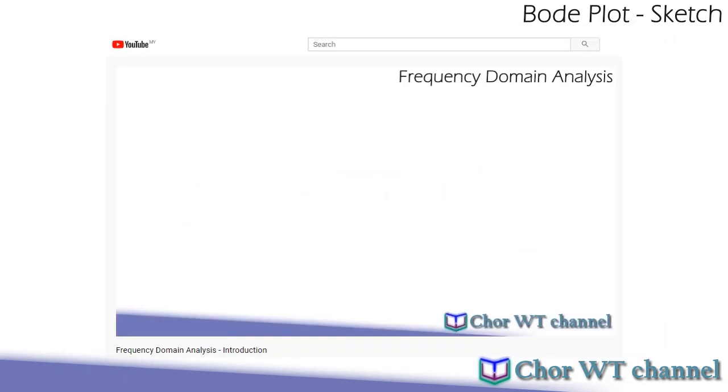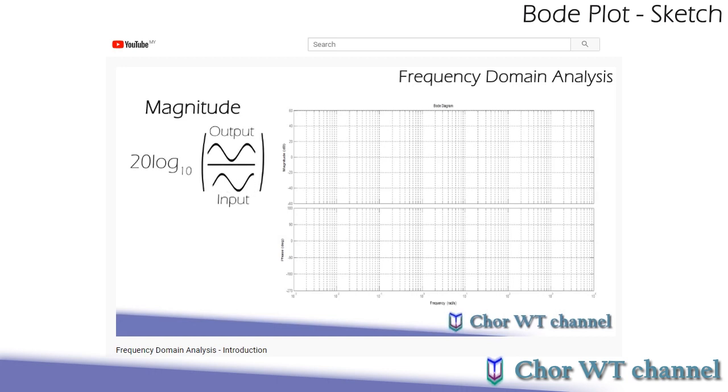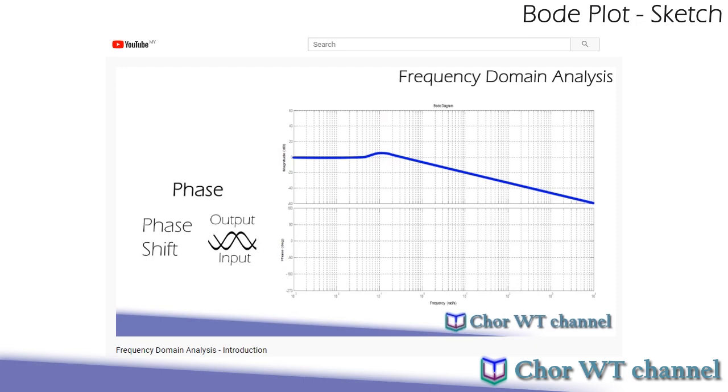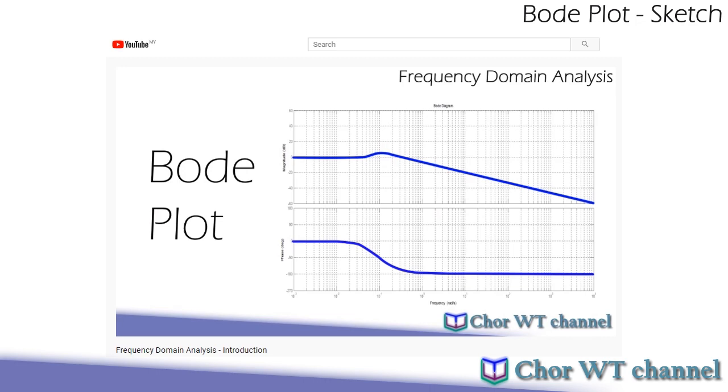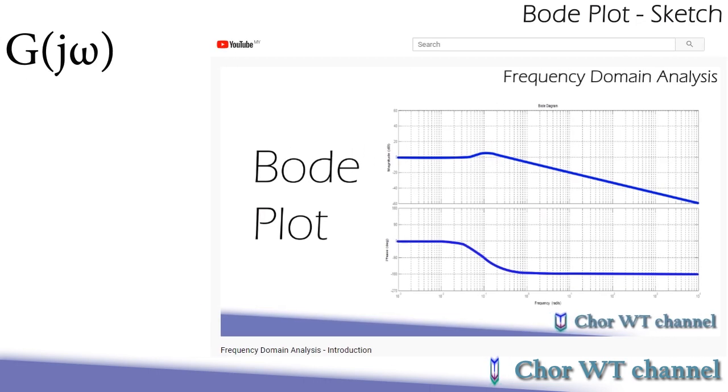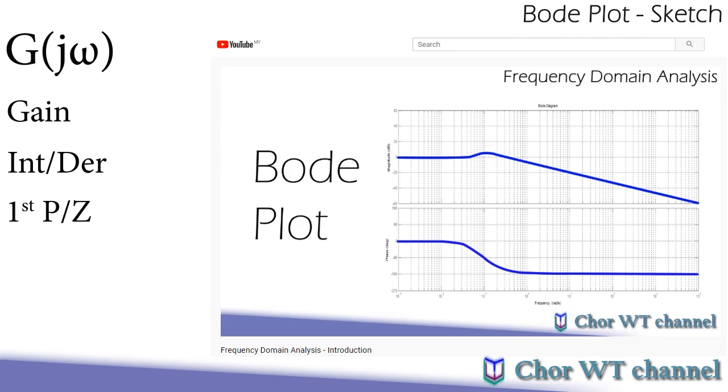From the previous video, we understand that the Bode plot comprises two subplots. One is the magnitude, and the other is the phase shift that changes according to the varying frequencies. To sketch both plots, we have to break down the transfer function into smaller components. There are basically four components that we have to observe here. The first one is the gain, the second one is the integrator or derivative, the next one is the first order pole or zero, and the last one is the second order complex pole or zeros.